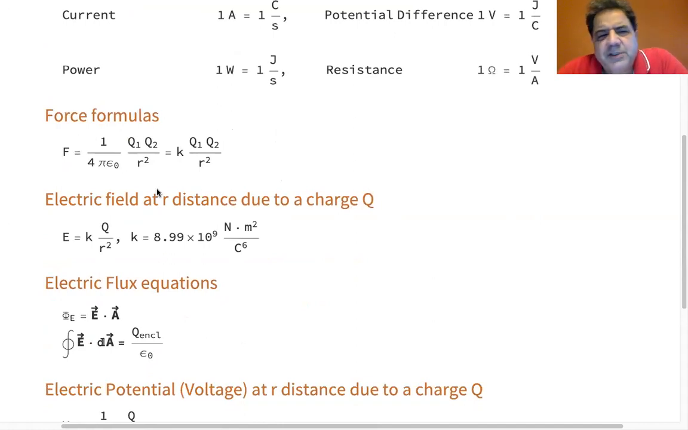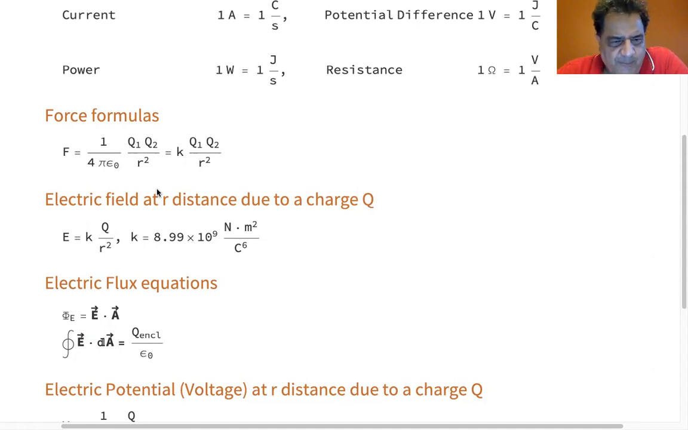And now some force formulas. You have two charges separated by a distance r. The force between them is Ke, or 1 over 4 pi epsilon 0, of Q1 Q2 divided by r squared. So force is equal to Ke Q1 Q2 over r squared. The electric field at r distance due to a charge Q is equal to Ke Q divided by r squared. So it's just a single charge, and K, of course, is 8.99 times 10 to the 9 Newton meter squared per Coulomb squared.